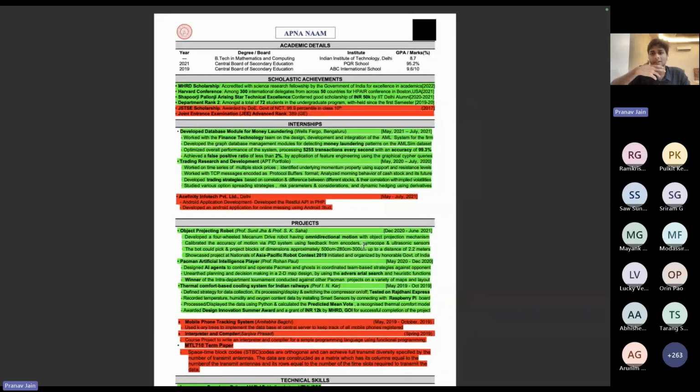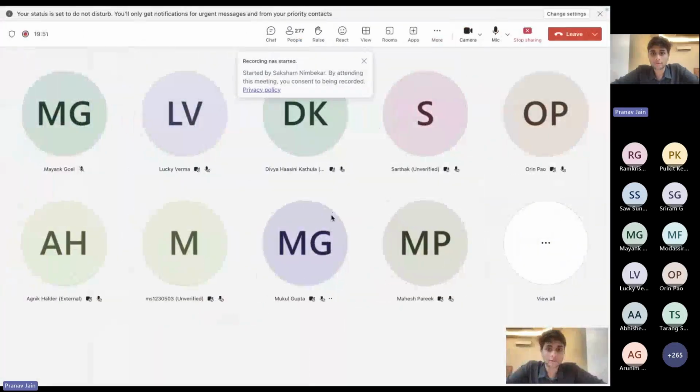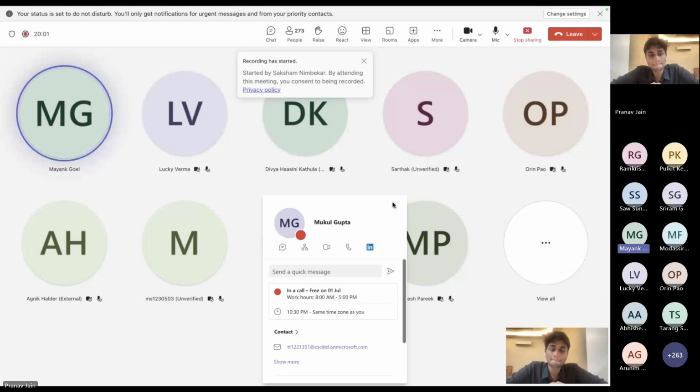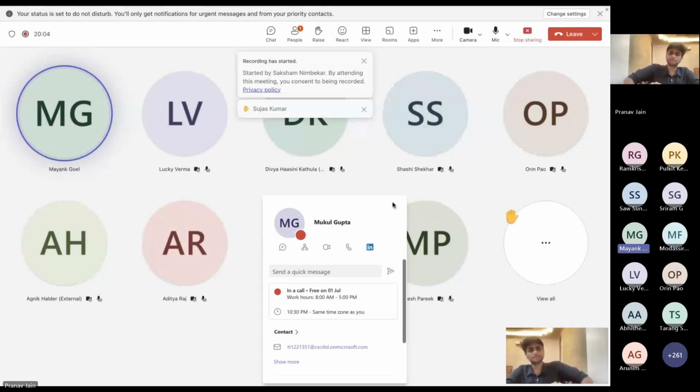Regarding the CGPA itself, the CGPA does matter depending on the company in which you are applying. Some companies do not bother about the CGPA at all. Some companies do bother about the CGPA. So that's all that I need to explain to all of you. If you have any doubts, you can just raise your hand, and Rep can coordinate accordingly. I'll allow you to unmute and ask your doubt.